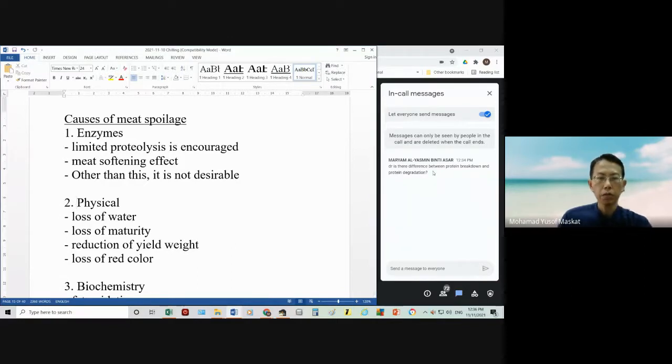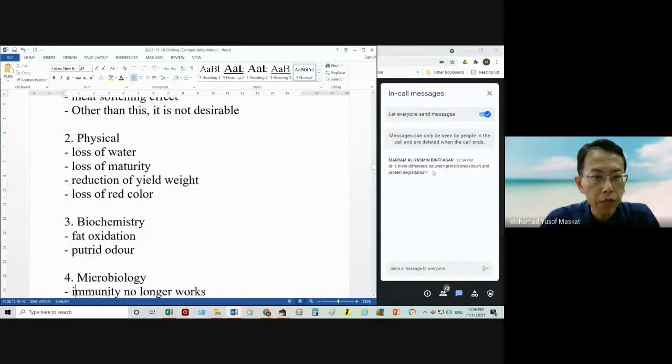Second is physical factors, for example, loss of water, loss of maturity, reduction of yield weights, and also loss of red color. Loss of water. Water is important because raw meat constitutes up to 70% of the weight. It is important for the meat industry, because they sell based on weight. So when there is loss of water, meaning that there is a loss of weight, which is not desirable because their profit will also decrease.